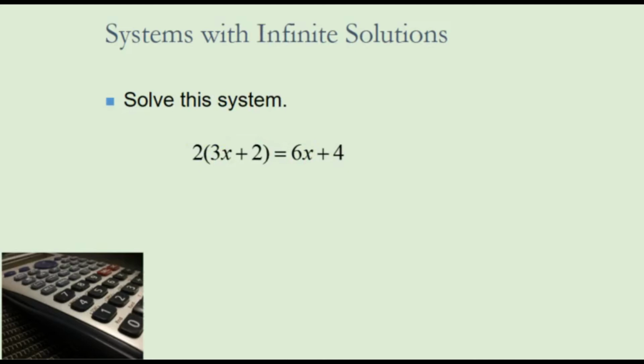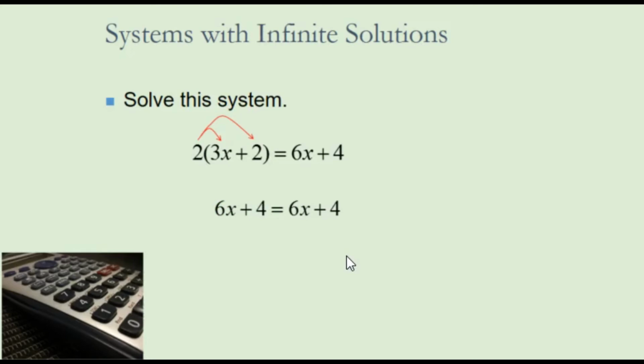Solving this equation, we'll first simplify by eliminating the parentheses using the distributive property, which results in 6x plus 4. And if you notice, we have the same quantity on both sides. We could take this further and subtract 6x from each side, leaving 4 equals 4, and subtract 4 from each side for that matter, giving us 0 equals 0.